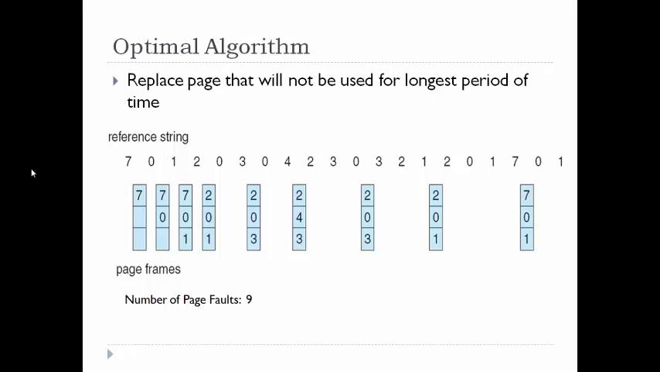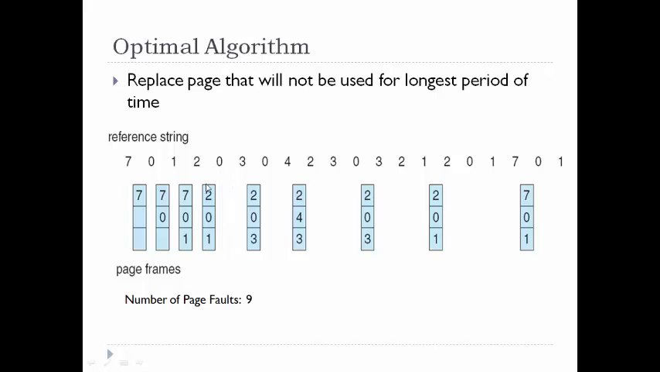The already inserted reference strings are 7, 0 and 1. Check whether 7 is to be used in the near future or not. No. 0, yes, we are going to use it. And 1. So the one which is not to be used for the longer period of time is 7. So we are going to replace this 7, and then 2 is placed in the place of 7. So we have 2, 0 and 1.